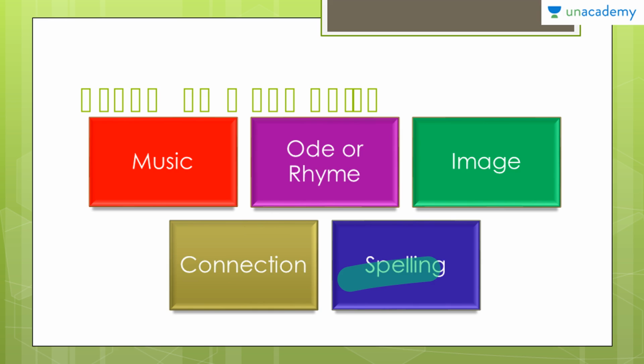Moving on, spelling. So sometimes learning spelling becomes quite difficult, and in order to make sure that we learn spellings correctly, especially between the words that are a bit confusing, like the spelling of principal that stands for a head of institution and principle that stands for ideologies.